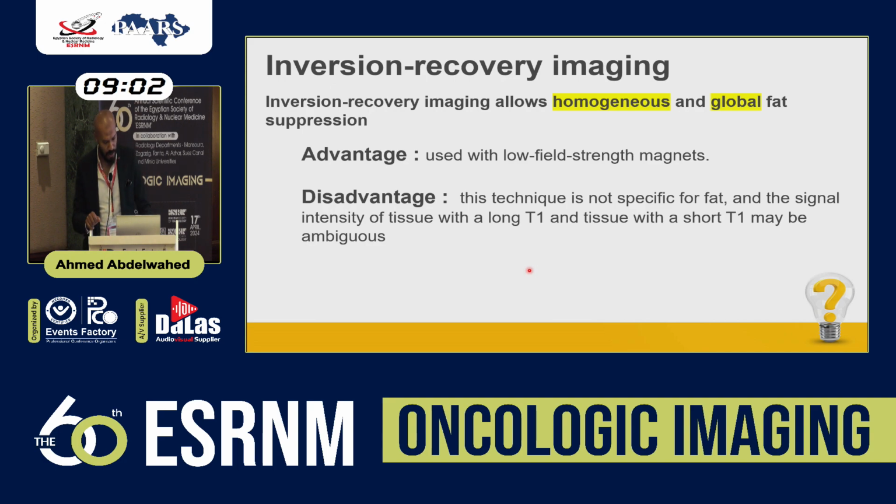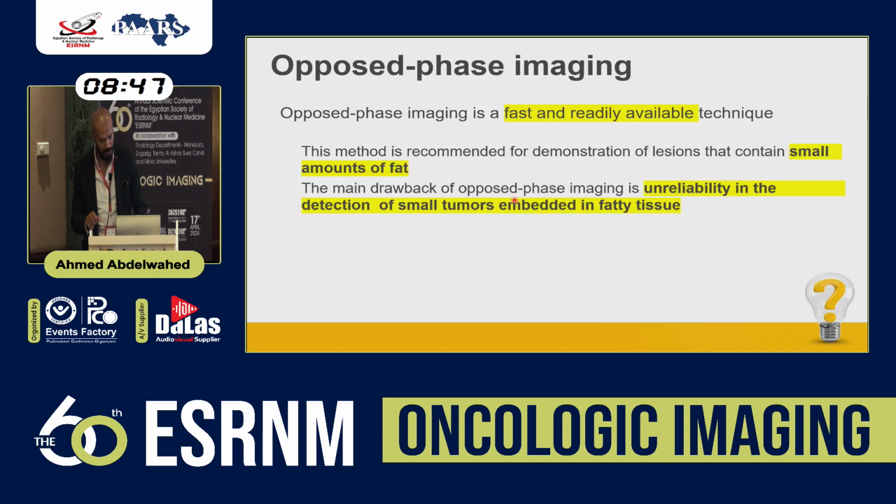As for inversion recovery imaging, it allows homogeneous and global fat suppression, so its benefit is use with low field strength magnets. Its drawback is that this technique is not specific for fat, so signal from other tissues with long T1 or short T1 could also be suppressed.